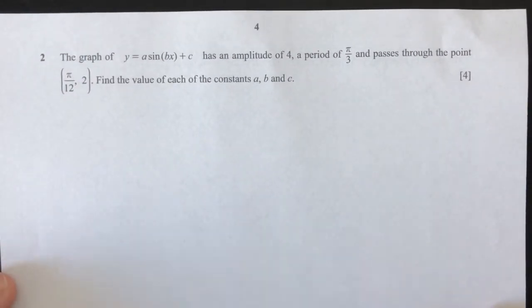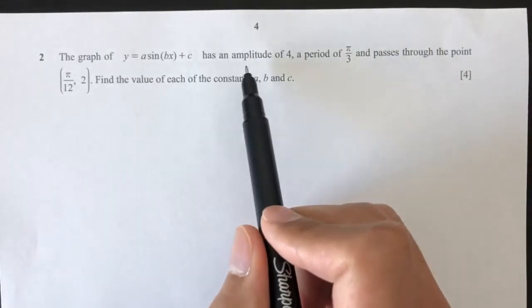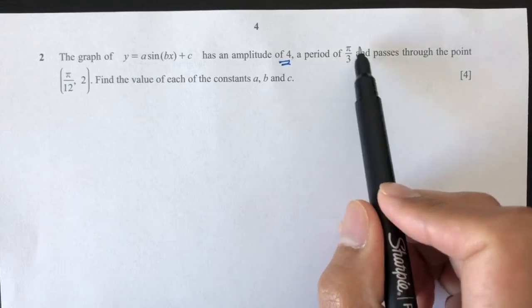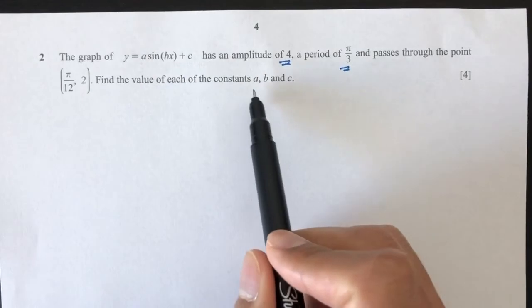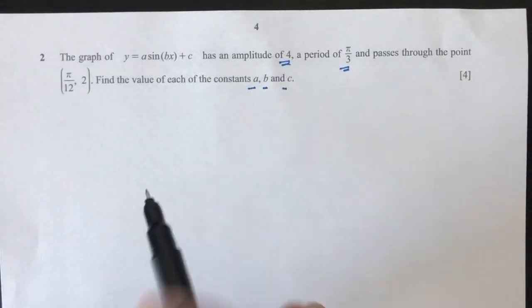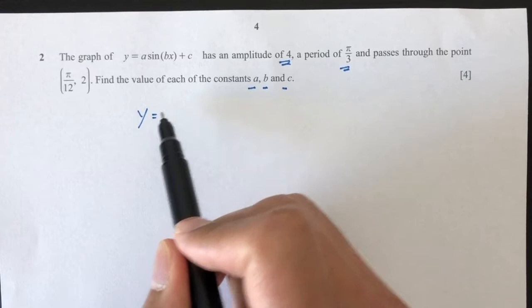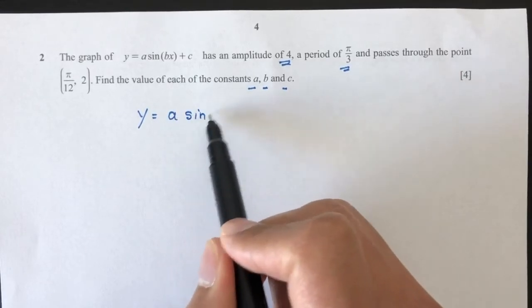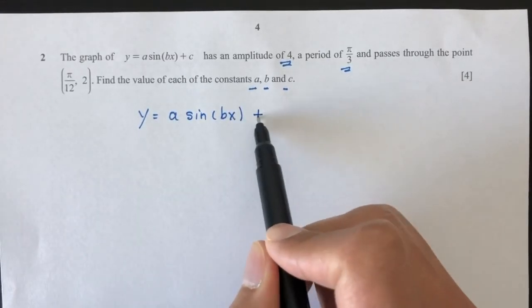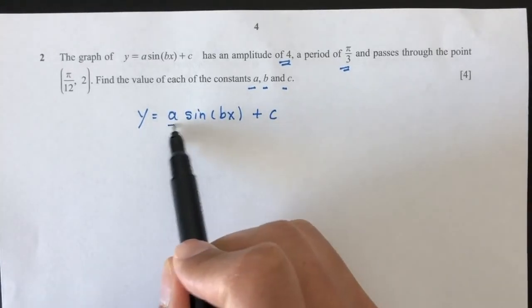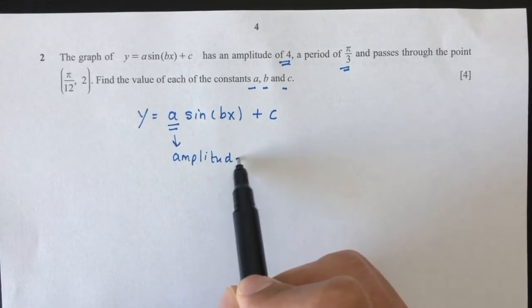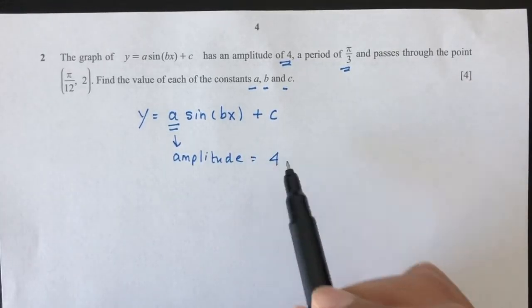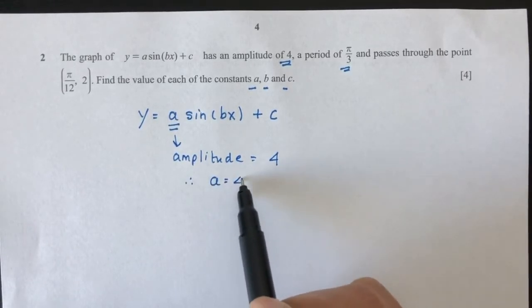So question number 2. The graph of y equal to a sine bx plus c has an amplitude of 4, has a period of pi over 3, and passes through the point this. Find the value of each of a, b, and c. So we need to know this. If this is our equation, y equal to a sine bx plus c. So this value here, it is always the amplitude. So we need to know this, which is equal to 4. So first one, a is equal to 4.